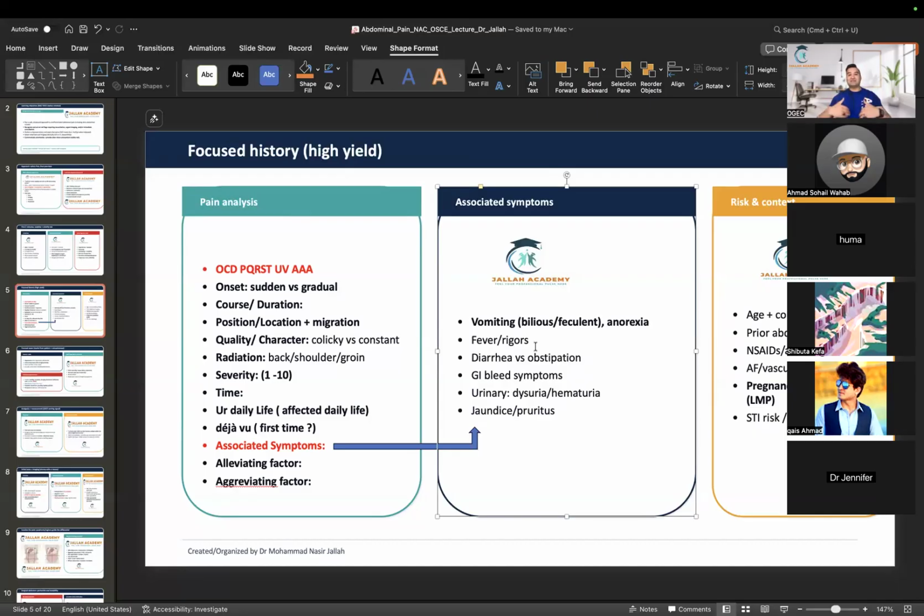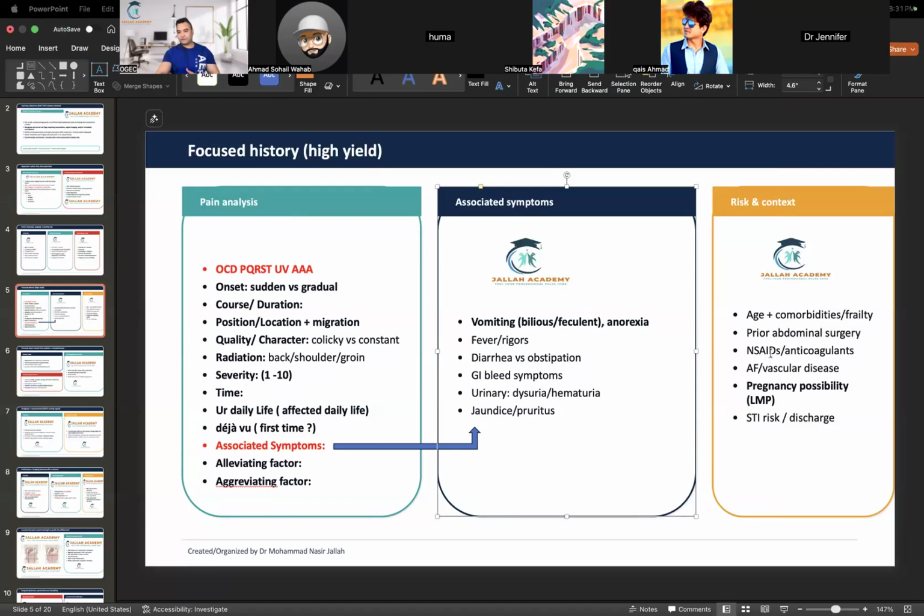Alleviating factor, what makes it better and what makes it worse. I'm going to give you an example. If the patient has abdominal pain, but the patient says, when I lean forward, it gets better. So it actually alleviates the pain, right? But when I stretch backward, or if I sleep in a supine position facing up, it gets worse. So you know this is pancreatitis. So alleviating and aggravating factors really help to pinpoint the right diagnosis.